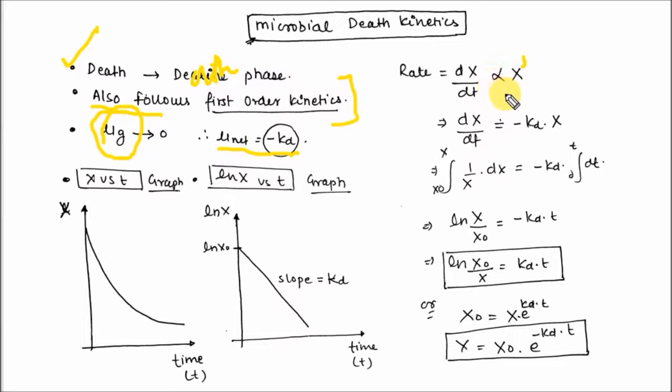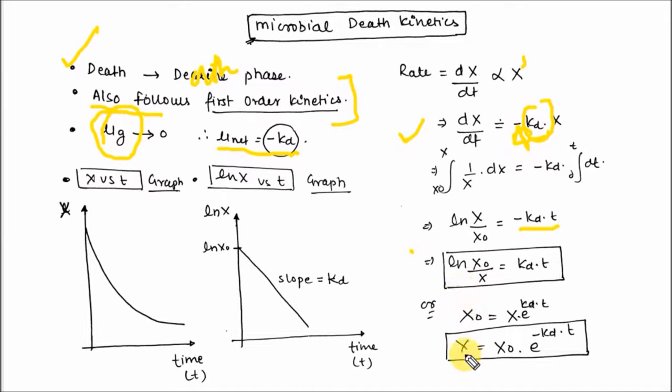Just eliminate the proportionality by the constant minus kd, that is the death rate constant. The minus sign only denotes that the number of cells is decreasing with the increase in time. Like in microbial growth kinetics, integrate this equation and you will get ln x by x naught equals minus kd into t. If you want to eliminate this minus sign, just reverse the ln value, ln x naught by x, and you will get kd into t.